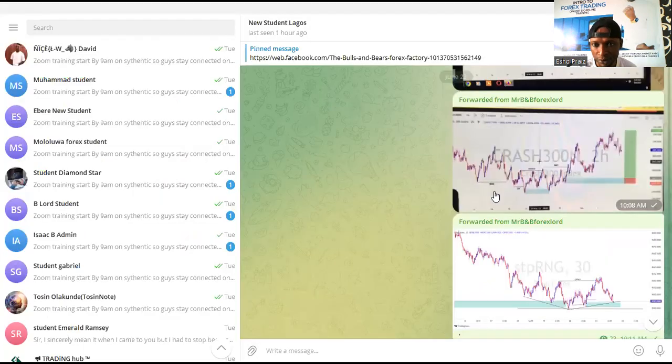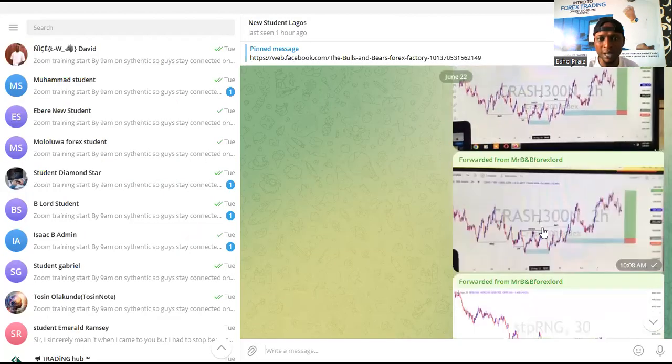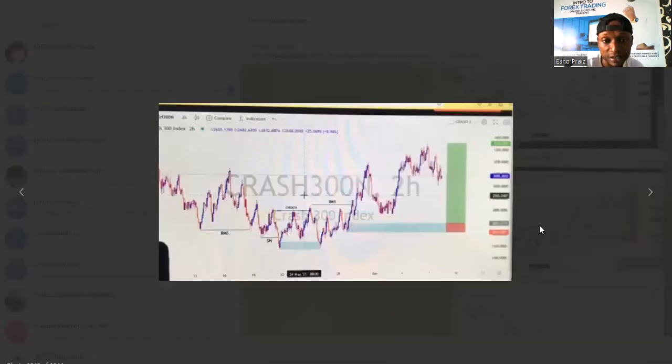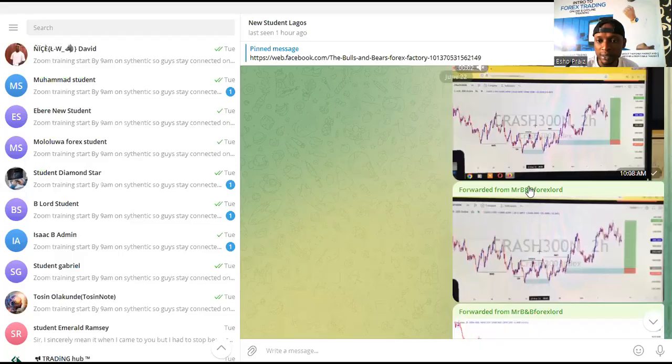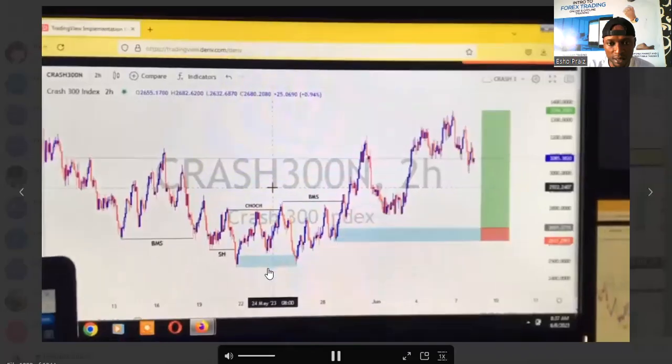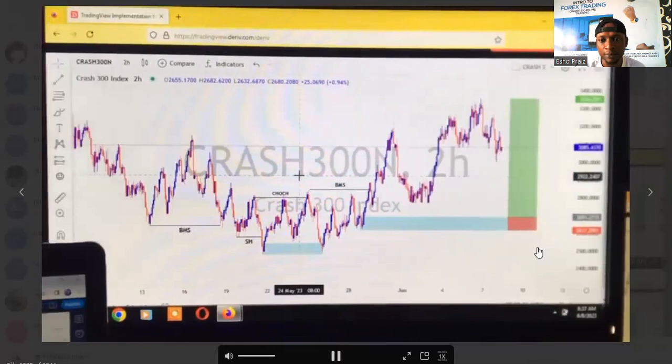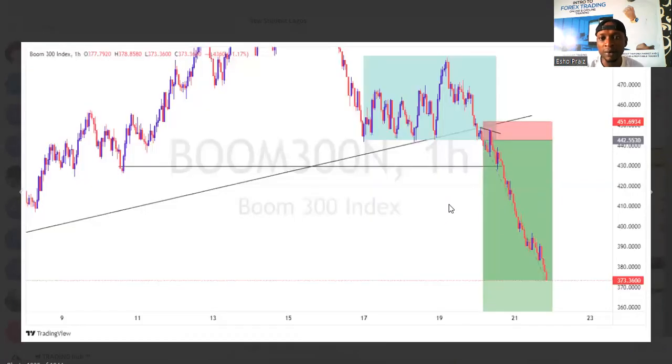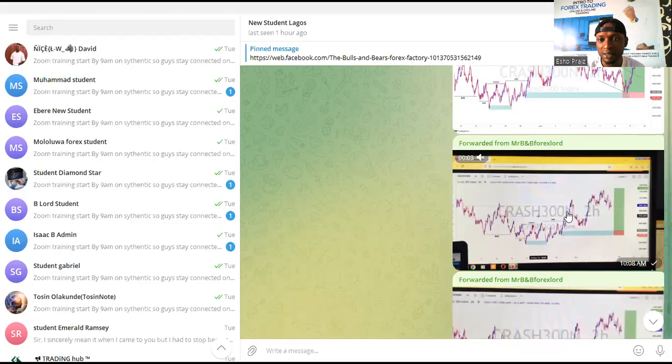Understand? Okay, now look at Crash 300. Can you see Crash 300? You can see the setup right here. This was when I dropped the signal in the group. I said, guys, we'll be buying this market right at this point here. So you can see this is the video. So now let's go straight to the chart and let's see what we have.